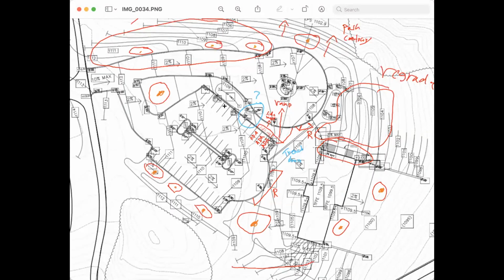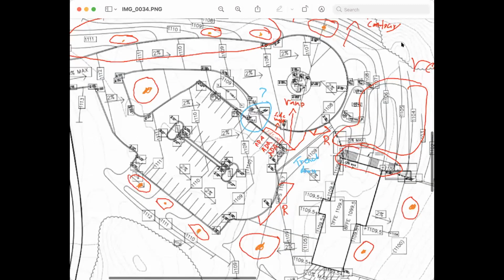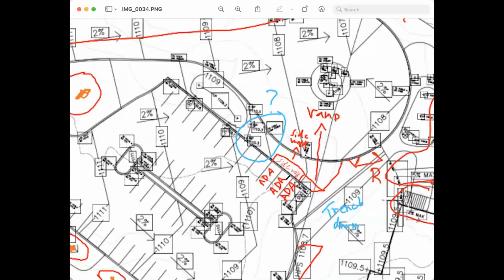Okay. So I had a bioretention area here, and then I moved my ADA from down there to there, and Stuart suggested having a sidewalk, and then a ramp here, and then I have a ramp here. Where would the water this way go?